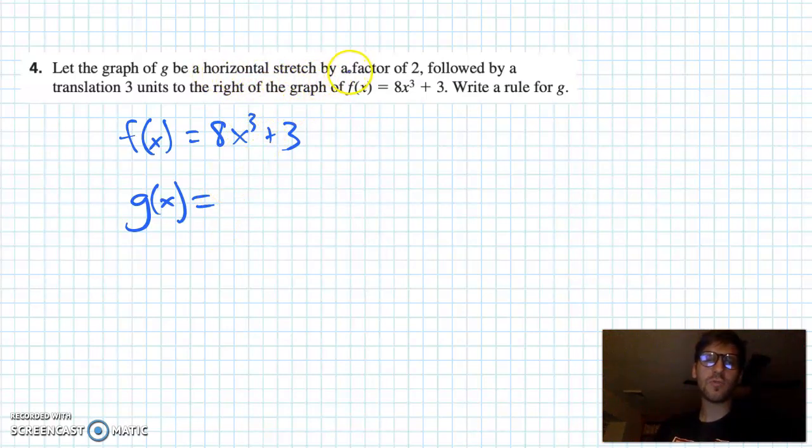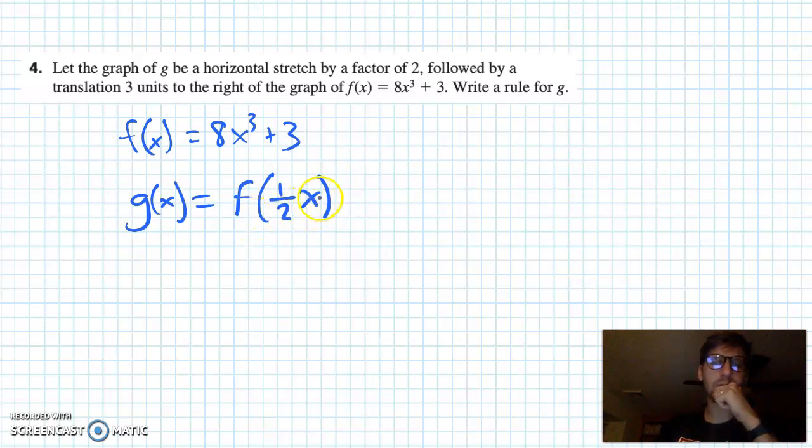So first it's a horizontal stretch by a factor of 2. Okay, I remember that's reciprocal, or it's counterintuitive, as we talked about. So I'm going to have to multiply, go right to the x. Okay. And then, well, I got to keep going, so I got to go right to the x again.